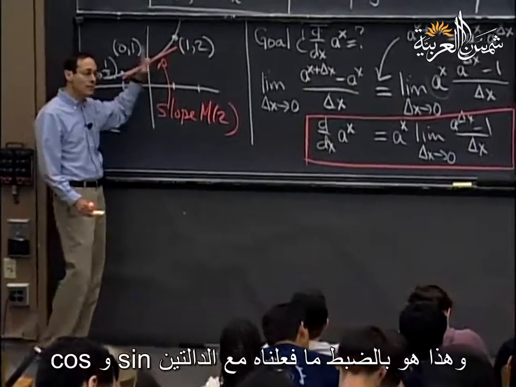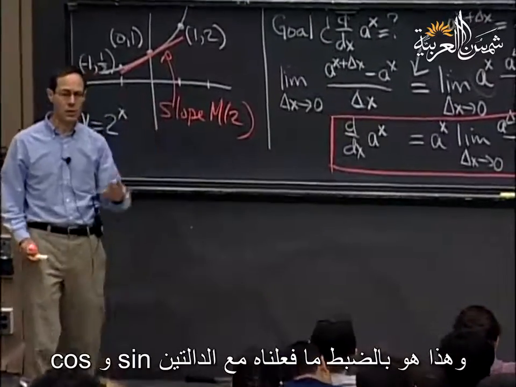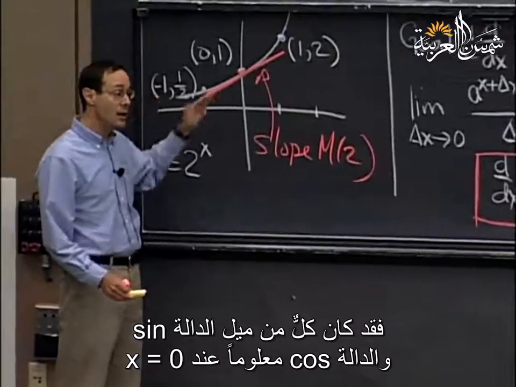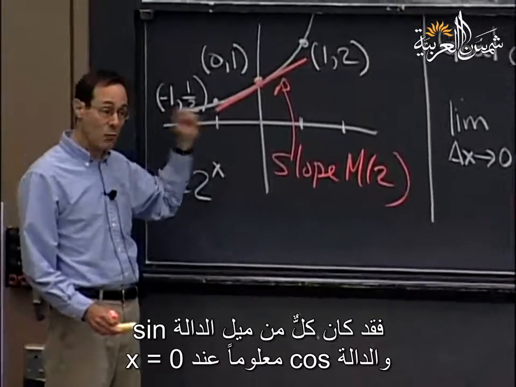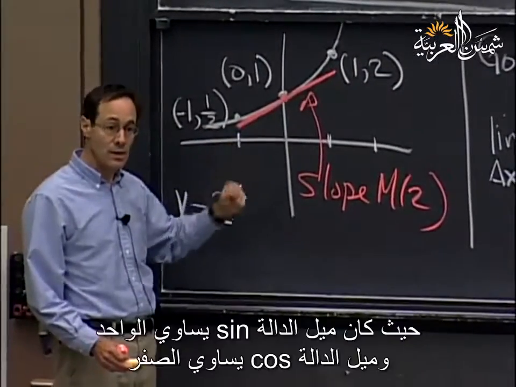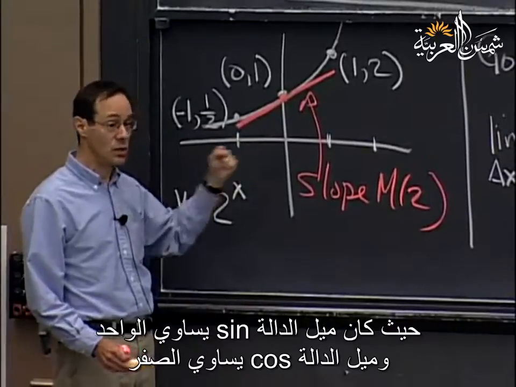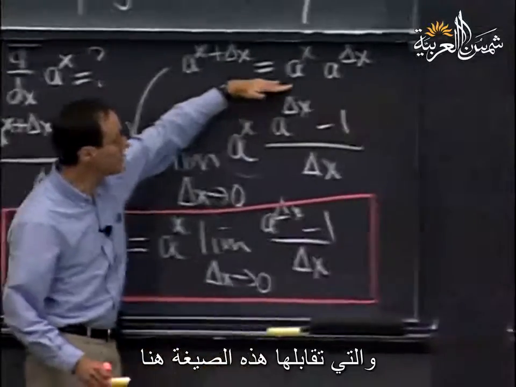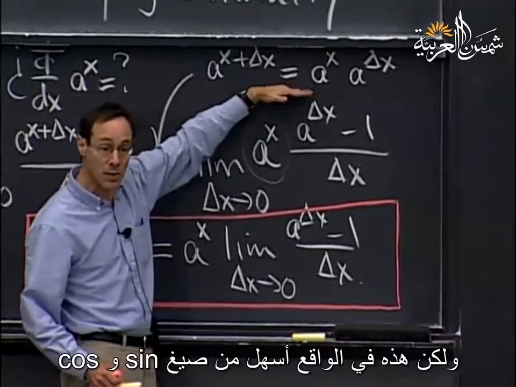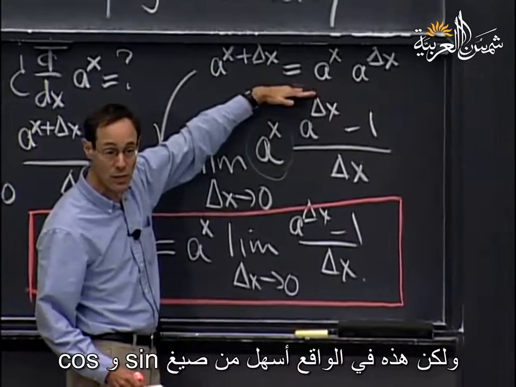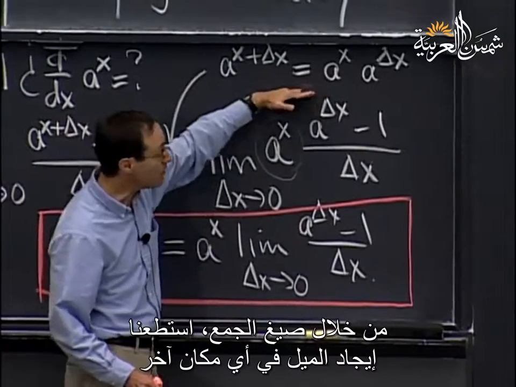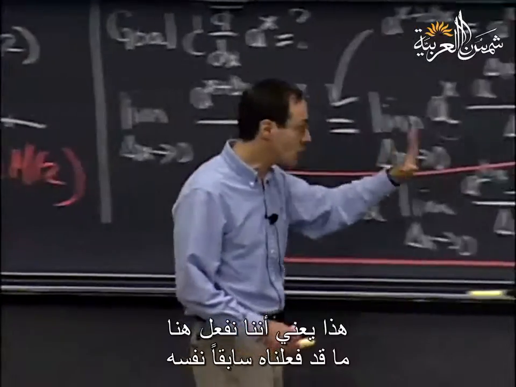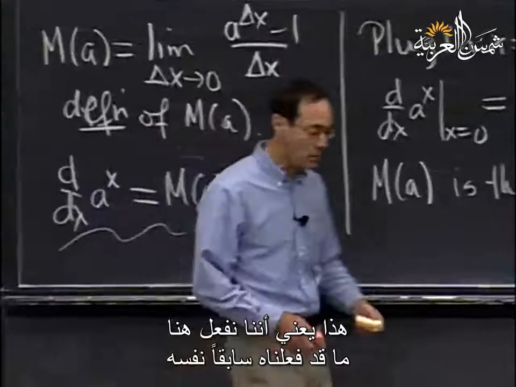Now, that's actually exactly the same thing that we did for sines and cosines. We knew the slope of the sine and the cosine function at x equals 0. The sine function had slope 1. The cosine function had slope 0. And then from the sum formulas, well, that's exactly this kind of thing here. From the sum formulas, this sum formula, in fact, is easier than the ones for sines and cosines. From the sum formulas, we worked out what the slope was everywhere. So we're following the same procedure that we did before.